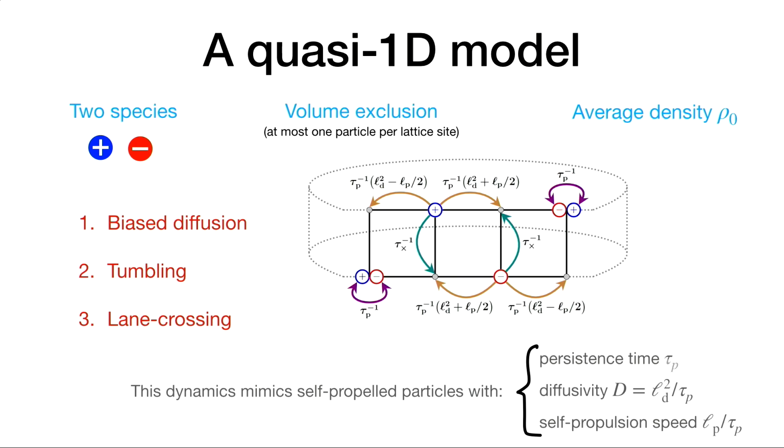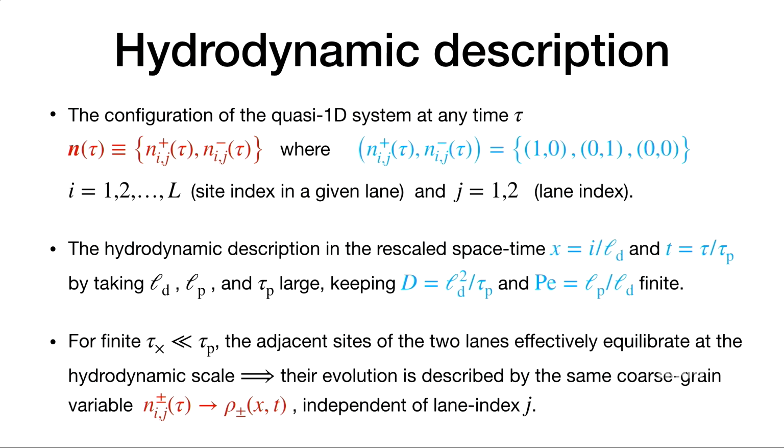So to give a hydrodynamic description, what you start with is the occupation numbers. Each site can have n plus or n minus. So n plus is basically 1 or 0. Either the site can have a plus type of particle, a minus type of particle, or be empty. It cannot have both. So the occupation variable is defined as n plus minus, ij, where i is along the lane and j is the lane index. So either this is 1 and this is 0, or this is 0 and this is 1, or both are 0, basically empty.